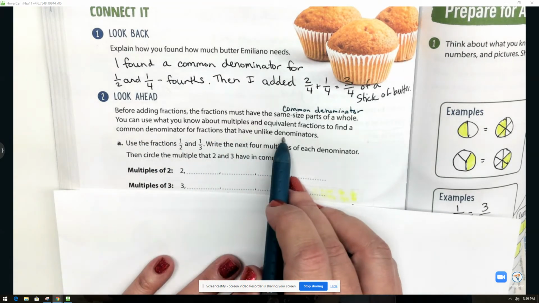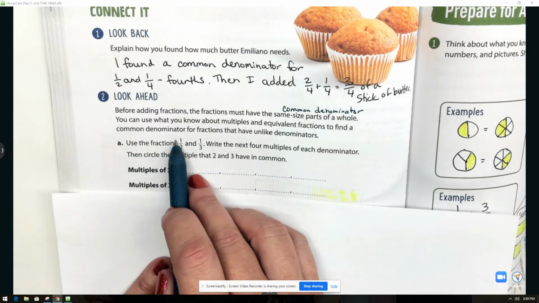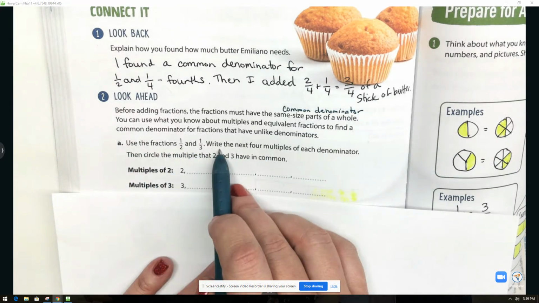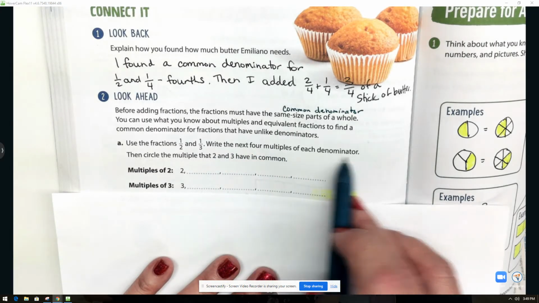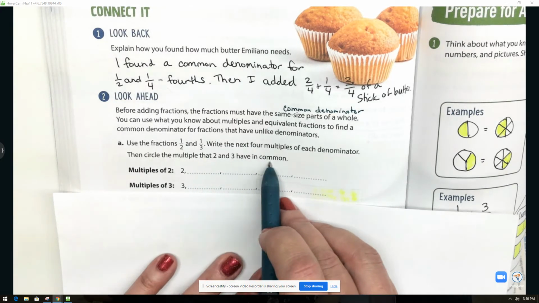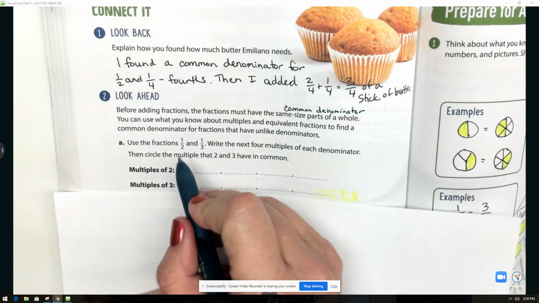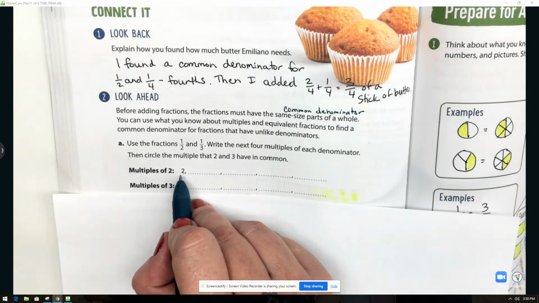You can use what you know about multiples and equivalent fractions to find a common denominator for fractions that have unlike denominators. So we're going to use the fractions 1/2 and 1/3. We are going to write the next 4 multiples of each denominator and then circle the multiple that 2 and 3 have in common. So they've already done, for multiples of 2, 2 times 1 is 2.